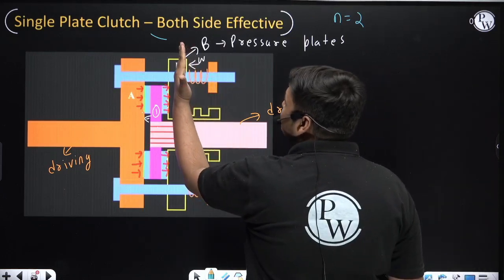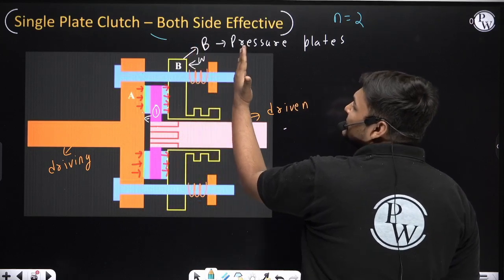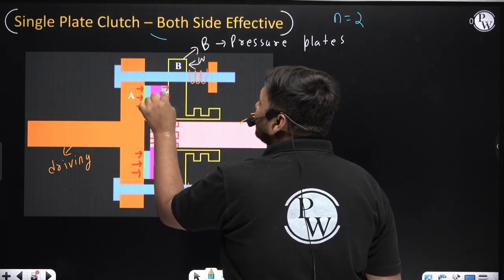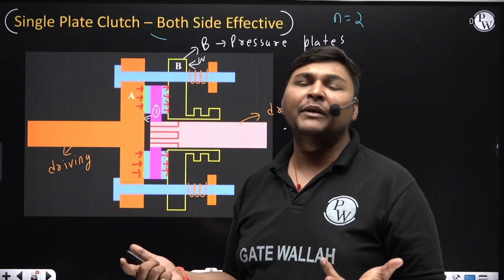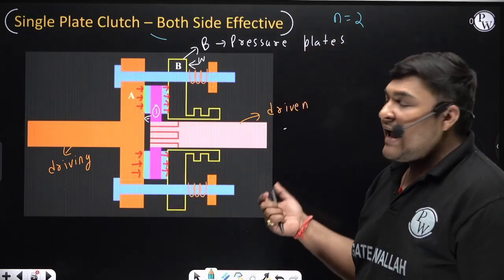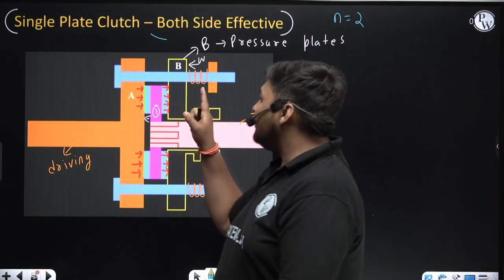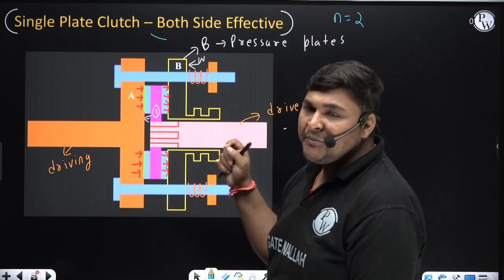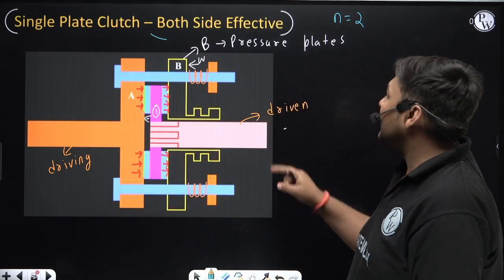It will move pressure plate B in this direction, and when plate B moves in this direction, there will be no contact between plate B and plate 1. Since there is no contact between plate B and plate 1, there will be no pressure between plate B and plate 1. And if there is no pressure between plate B and plate 1, similarly there will be no pressure between plate 1 and plate A also. It means the input and output shaft will get disengaged, but this will occur when you press the clutch pedal.